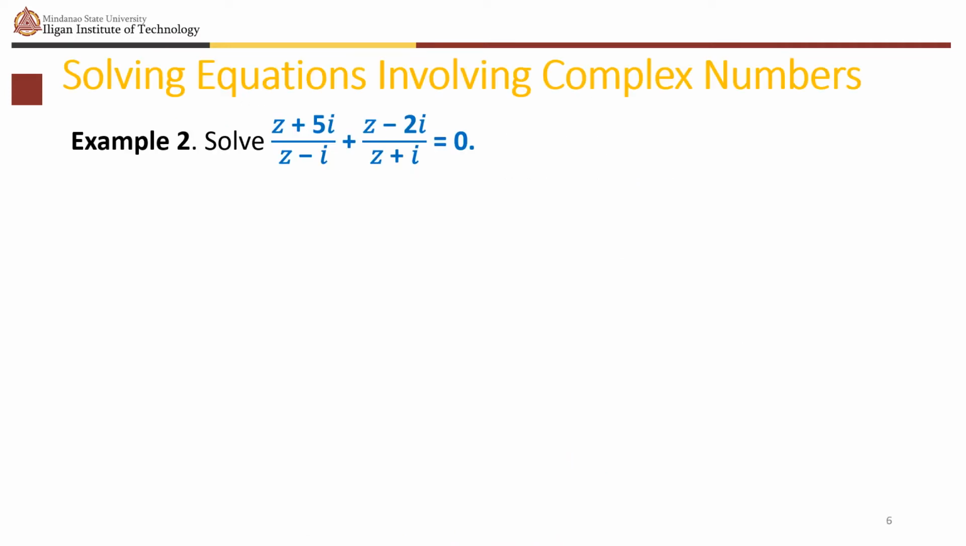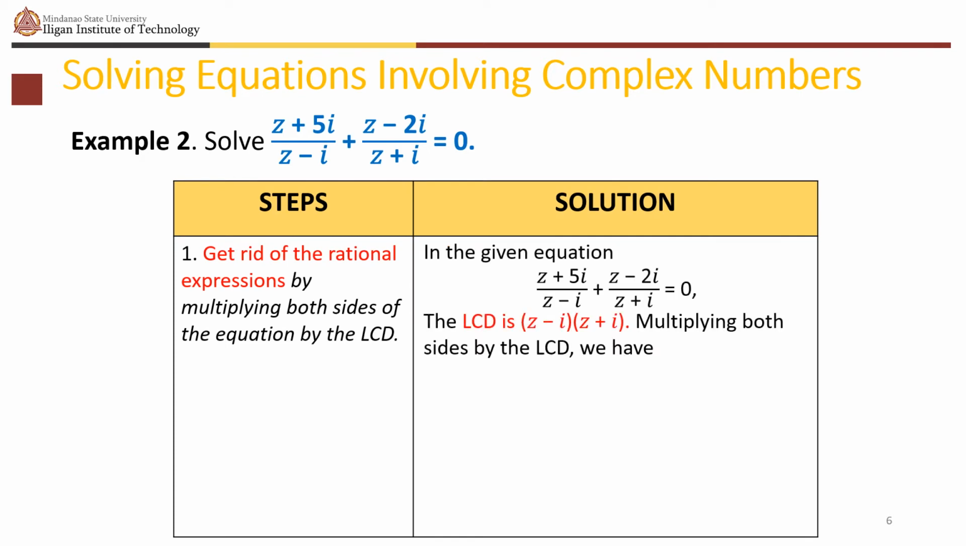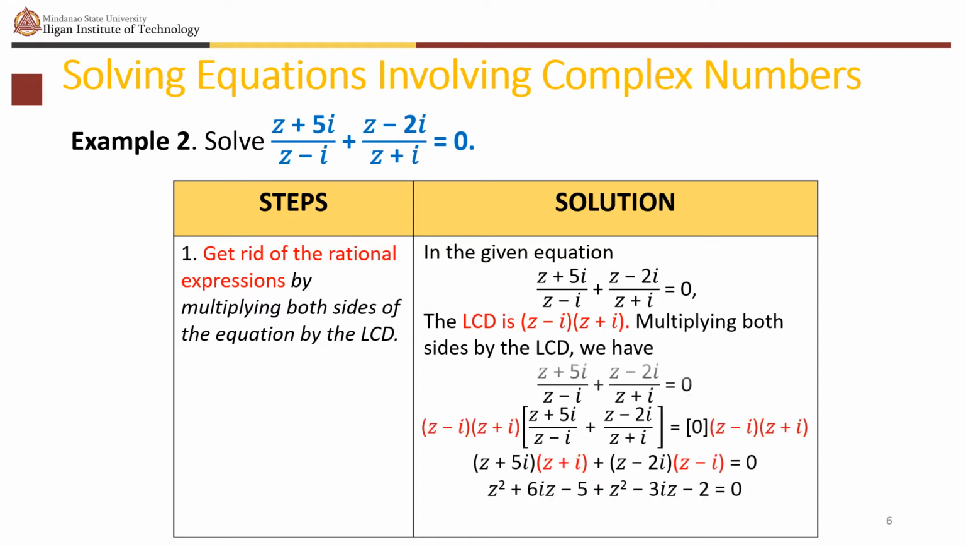So here's our second example. The first step is to get rid of the rational expressions by multiplying both sides of the equation by the LCD. In this case, the LCD is z minus i times z plus i. So we now have z plus 5i over z minus i plus z minus 2i over z plus i. Since the LCD is z minus i times z plus i, we multiply both sides by this quantity and come up with the following.